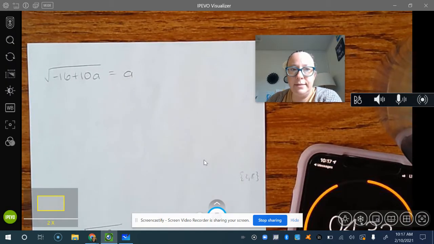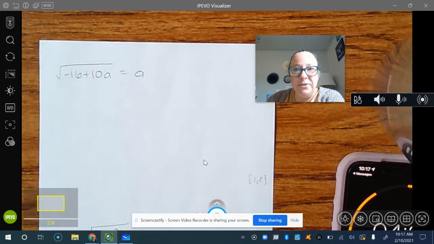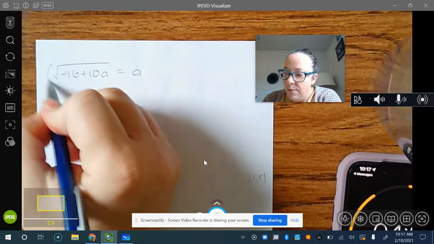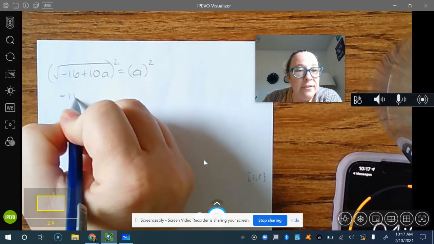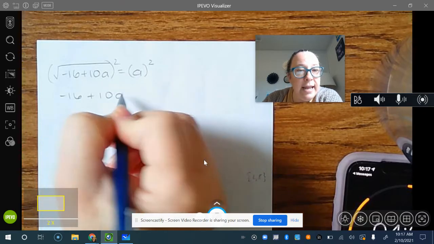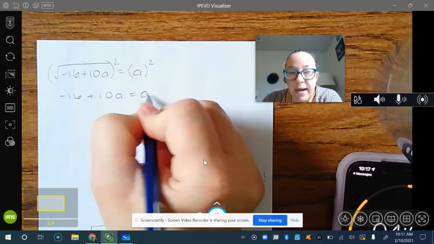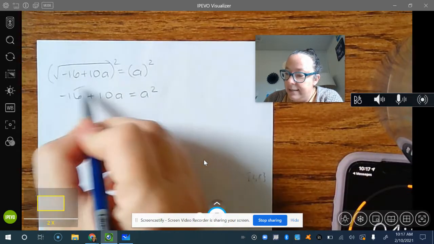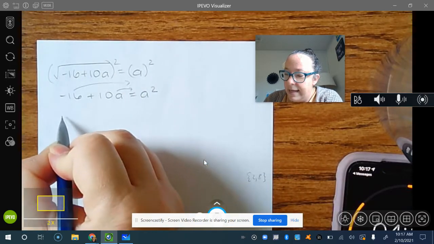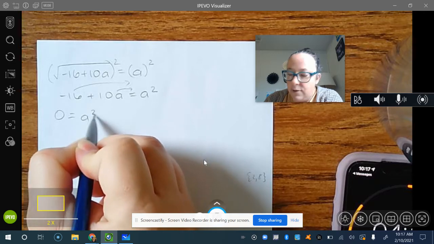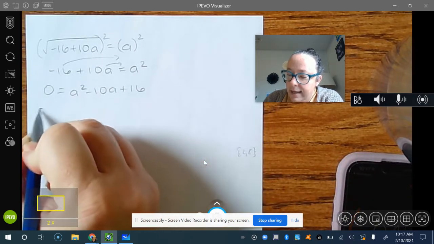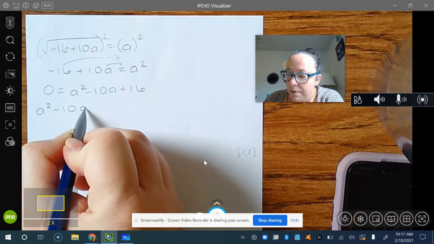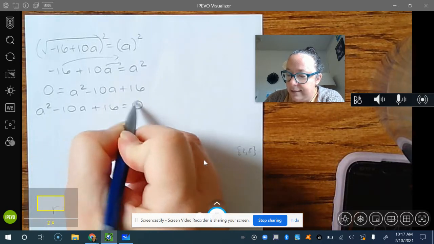Okay, here it is. And we isolate the radical expression; that's already done. We're going to square both sides. The left side will be negative 16 plus 10a, and the right side will be a squared. I need to toss this stuff over, and I get 0 equals a squared minus 10a plus 16. Again, people don't like that with the 0 being on the left, so you can just write it like this.